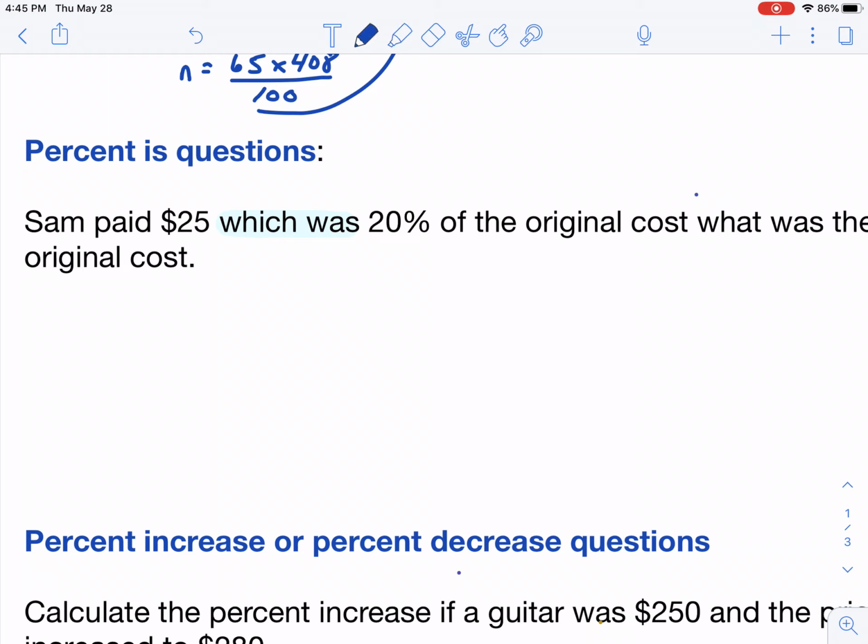So that means instead of doing my ratio of 100%, I'm going to say 20% is my $25, and I want to know the original cost. And to get to the original cost, I know that 100% of all my money is going to be the original cost. So I got that ratio.